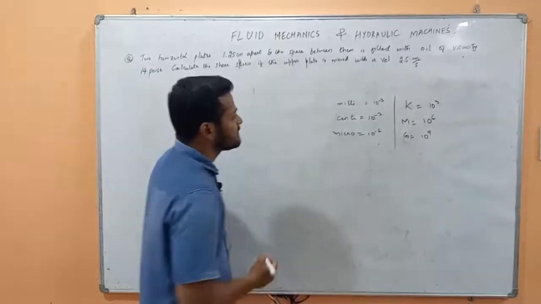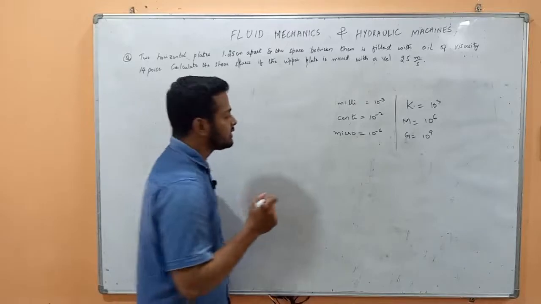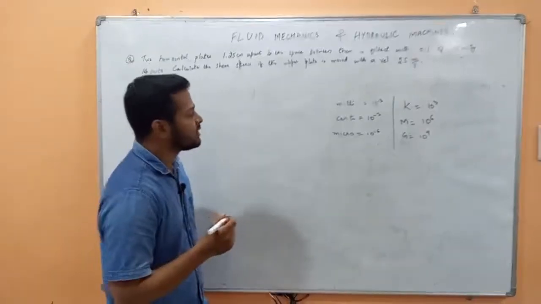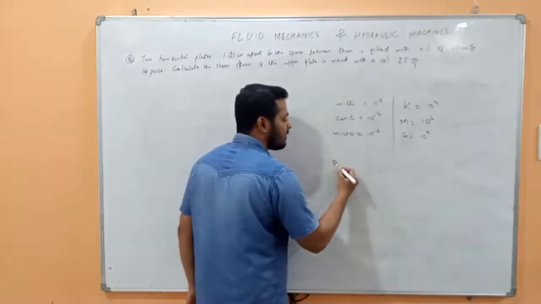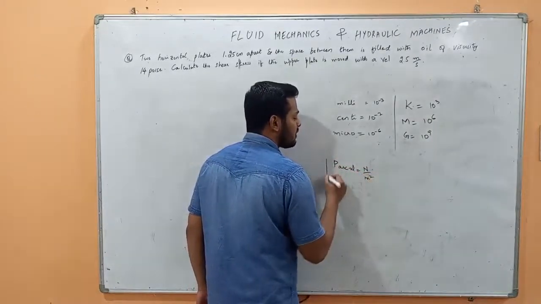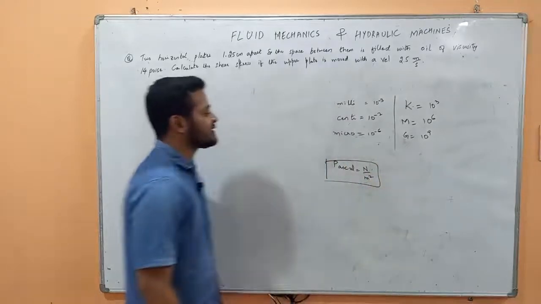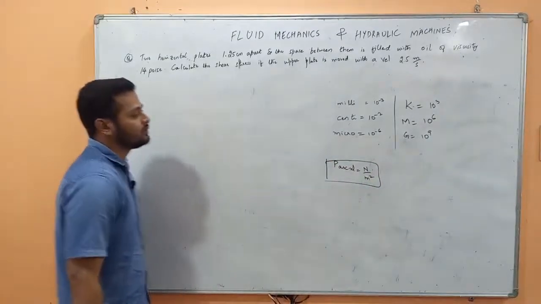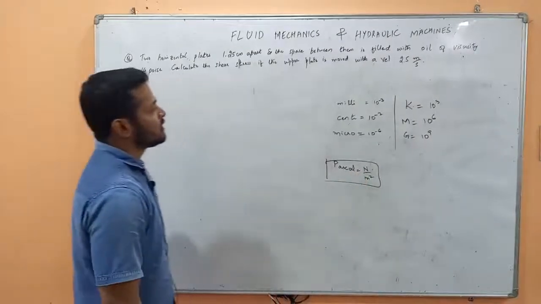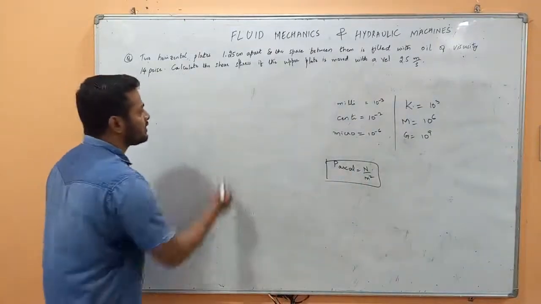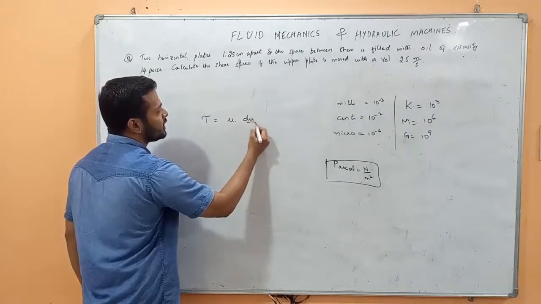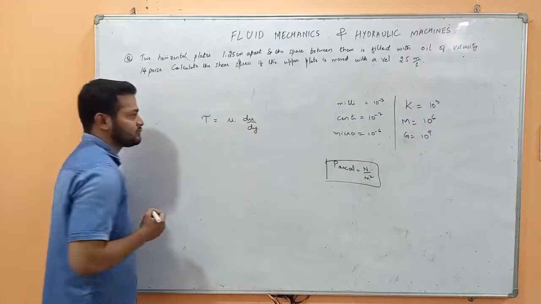Apart from this, there is one important thing, which is the unit of pressure or unit of stress, called Pascal. Pascal is Newton per meter square. Okay, Pascal means Newton per meter square. What is Newton's law of viscosity formula? Tau is equal to mu into du by dy.